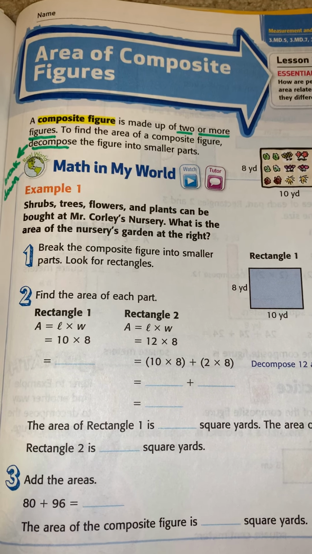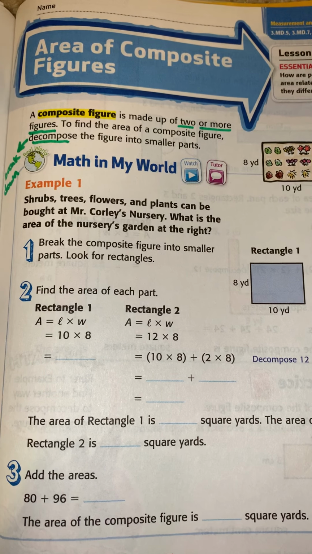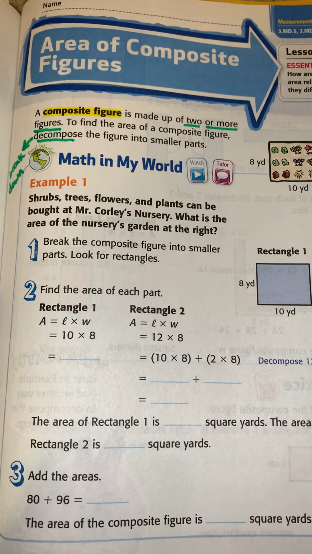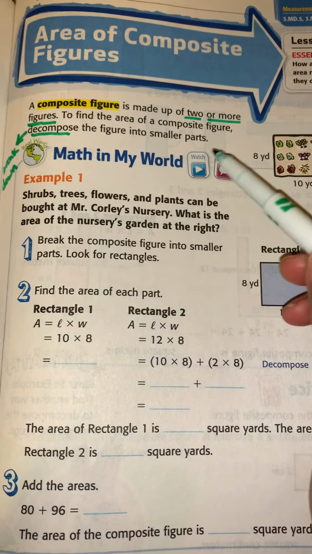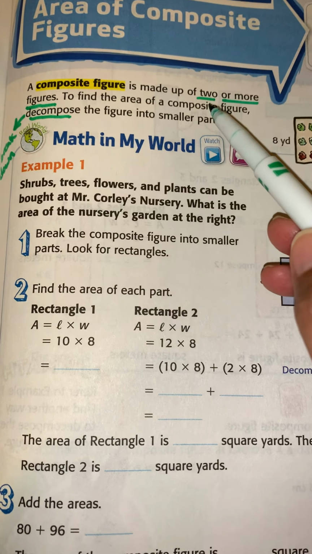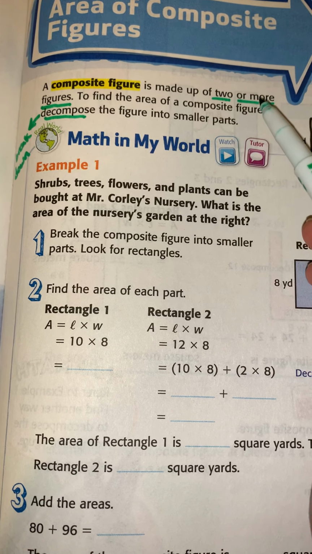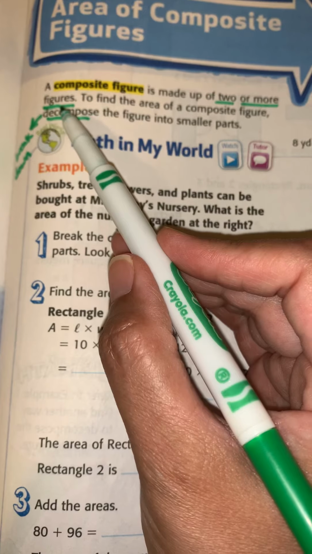This morning we are studying area of composite figures. First I'm going to try to explain to you what a composite figure is. The most important words I've underlined for you here. A composite figure is a larger figure that has two or more figures in it.